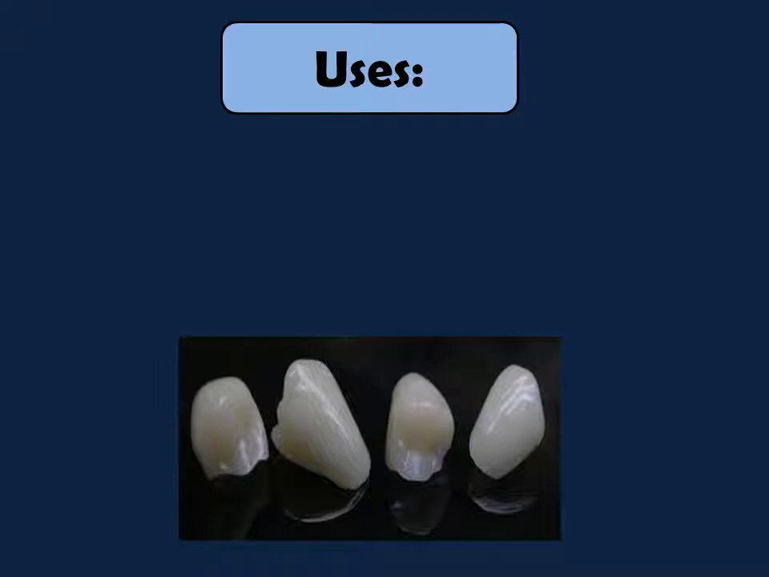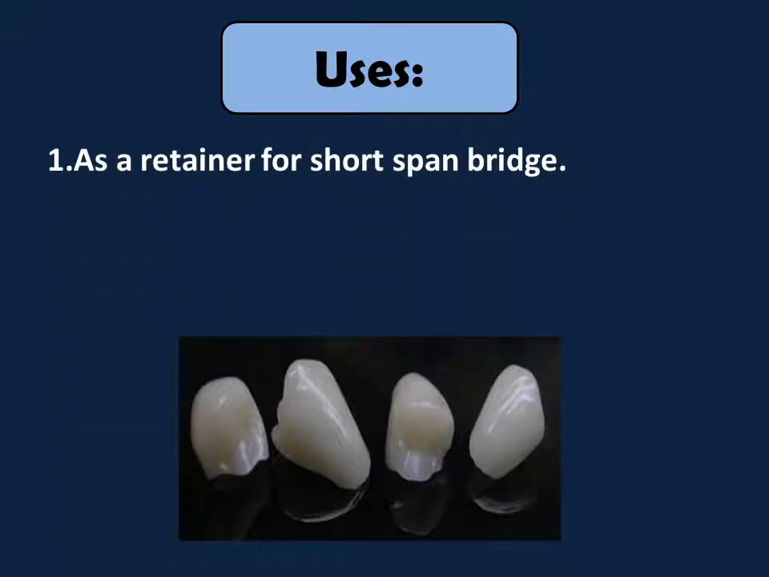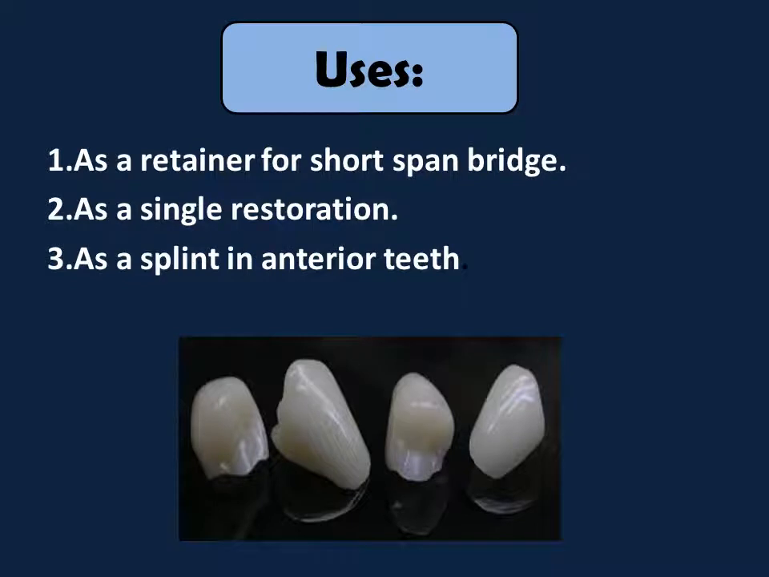The uses of the partial veneer crown will be, first, as a retainer for a short span bridge, second, as a single restoration, third, as a splint in anterior teeth.